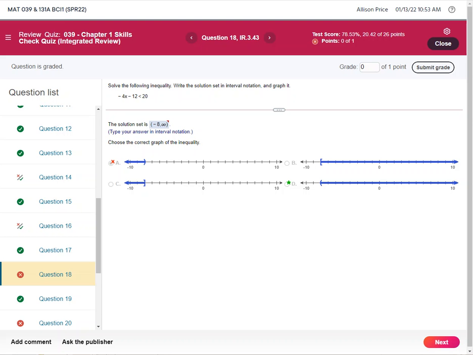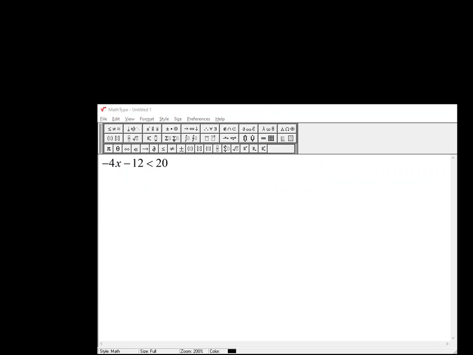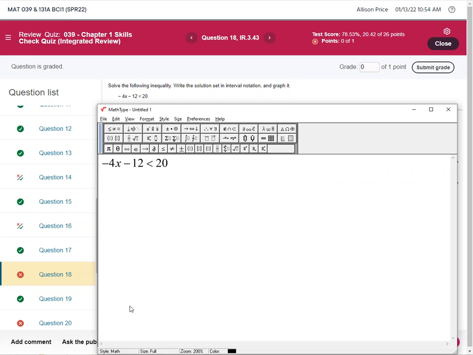All right, I've been asked about a few questions on the Chapter 1 Skills Check Integrated Review, and the first one was number 18. This one is an inequality that needs to be solved, and the answer expressed in interval notation and then graphed. We will talk more about inequalities in section 1.5. At the beginning with the skills check, we were looking to see if we had any prior knowledge with these.